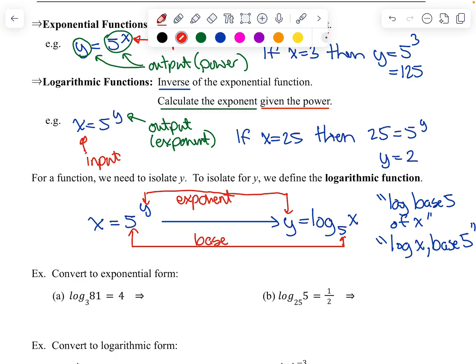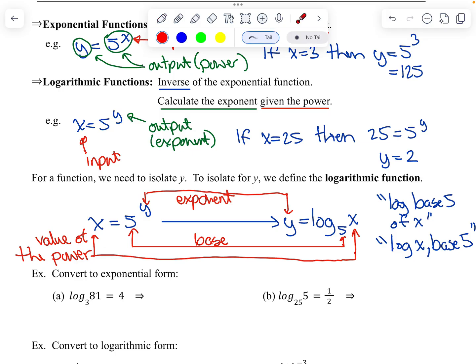And then lastly, our x value inside the logarithm here, or at the start of our equation over here. On this side, we would say that this is the value of the power. That is the answer to 5 to the exponent y, so that's our power. So x is representing the value of the power. On this side, we give it a new name. We say that that x value is called the argument of the logarithm.